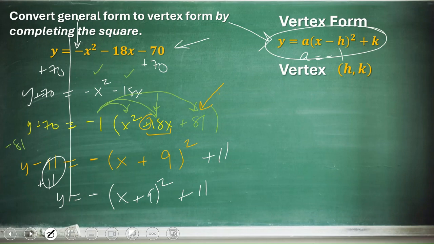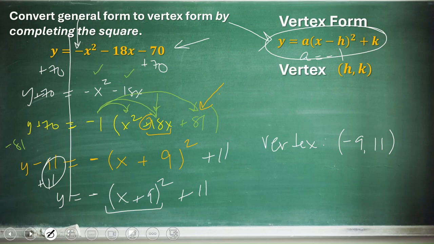We can now identify the vertex, which is really the reason that we get this into vertex form. So to find the vertex, I am looking for the x term first. And what I look at is this binomial right here. And I want to make that binomial equal to 0. When I do that, what value does x have to take on? So if x is negative 9, negative 9 plus 9 is 0. 0 squared is 0. 0 times the negative is 0. And I'm left with the y value of 11. So that's how I find the vertex. So my vertex is negative 9, 11.